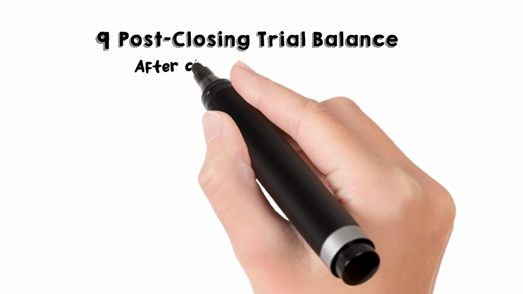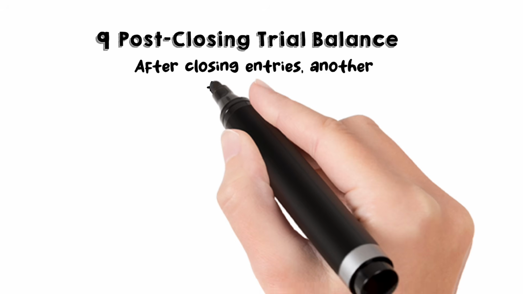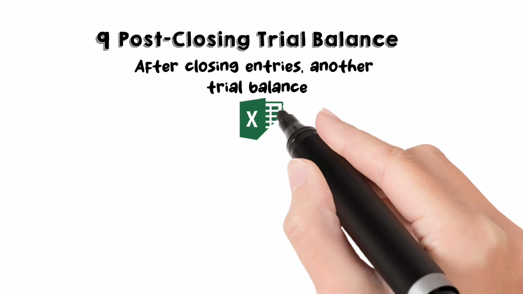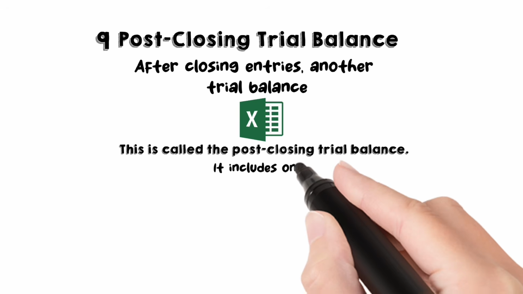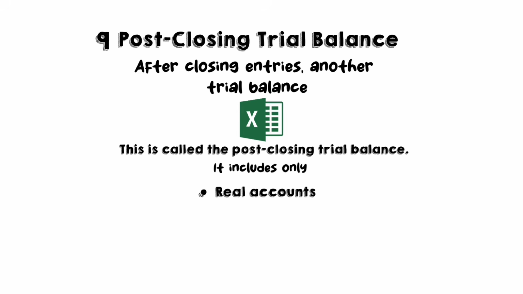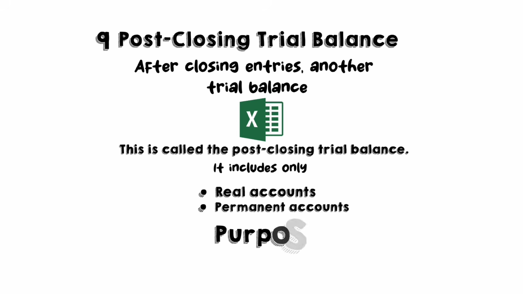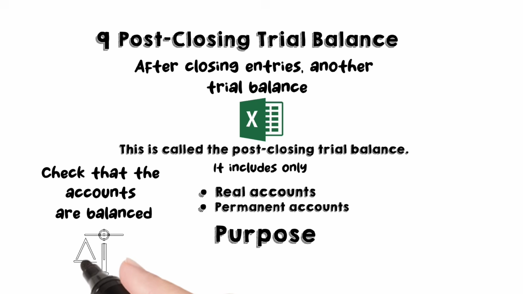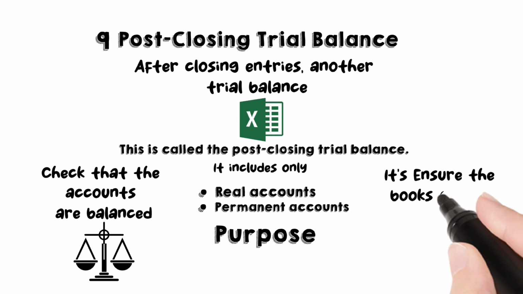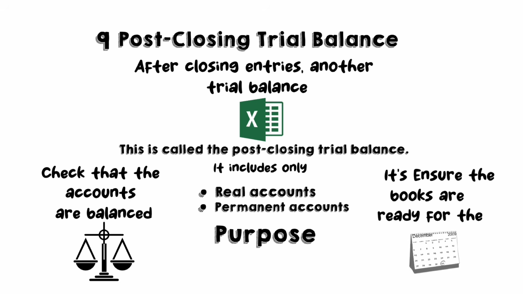Number 9, post-closing trial balance. After closing entries, another trial balance is prepared. This is called the post-closing trial balance. It includes only real accounts, permanent accounts. Purpose: check that the accounts are balanced after closing. It ensures the books are ready for the next period.